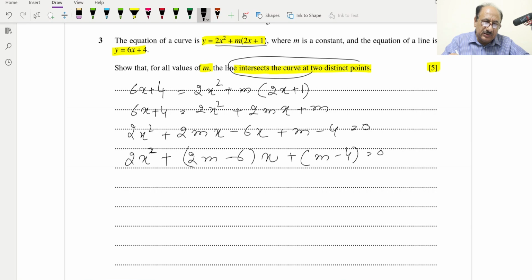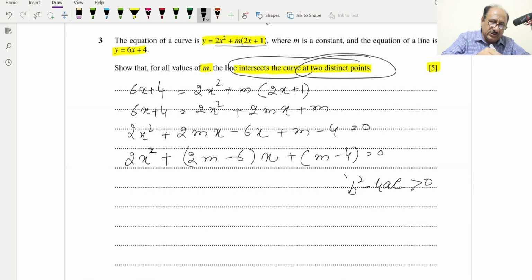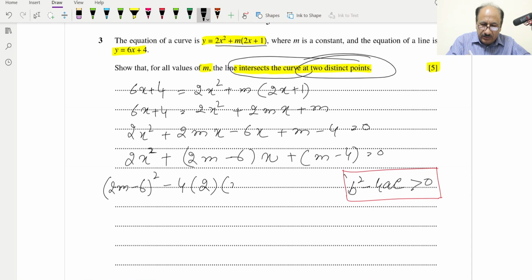So they are saying that the equation of the curve is this one, and m is the constant, with the equation of the line. So we will be checking basically for two distinct points, two distinct roots. We know that the discriminant, which is b squared minus 4ac, should be greater than 0. This is the condition we know for distinct roots. So we will be checking b squared minus 4ac. b is 2m minus 6, so b squared minus 4a, where a is 2, and c is m minus 4. So this will be our discriminant.